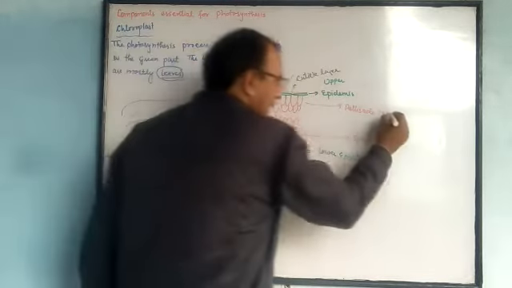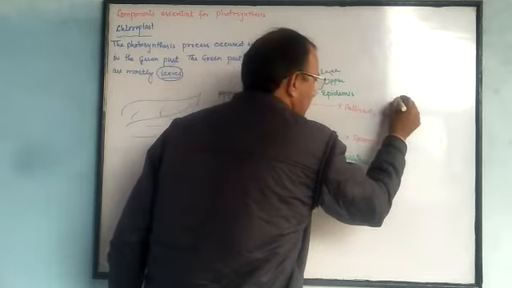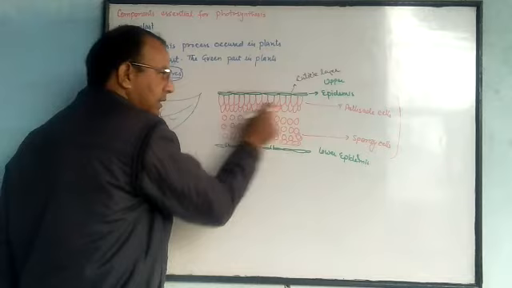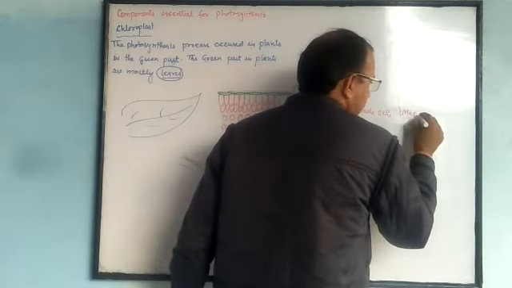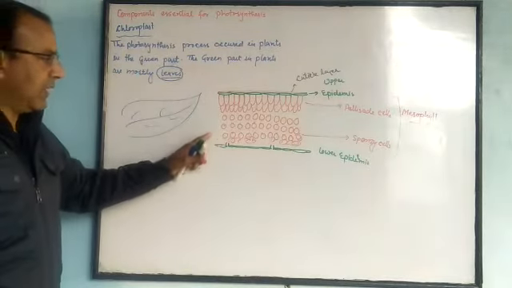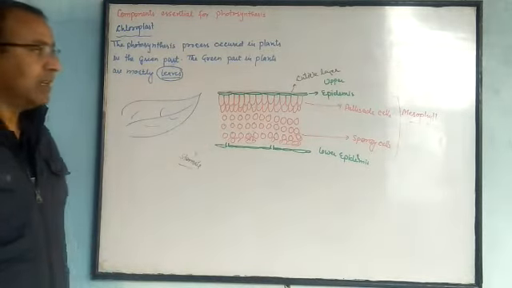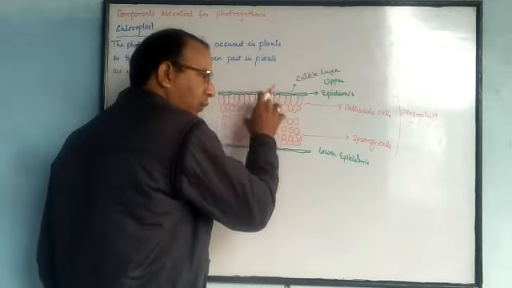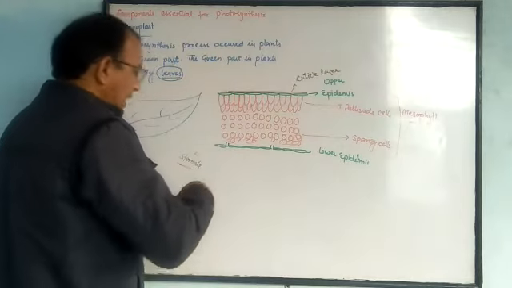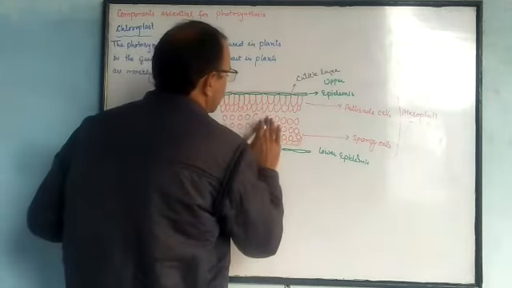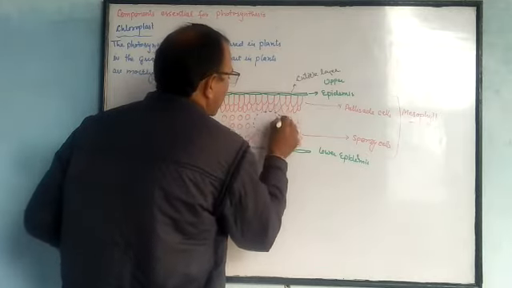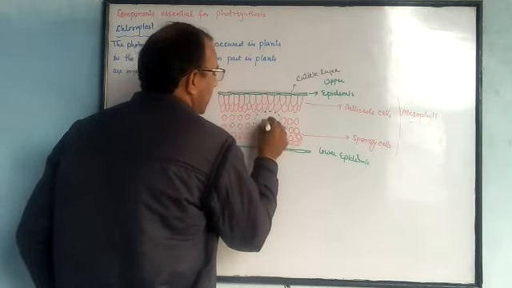The region between the upper epidermis and lower epidermis containing the palisade cells and spongy cells is known as mesophyll. The process of photosynthesis occurs in the mesophyll. At the center there is a special structure known as the vascular bundle.